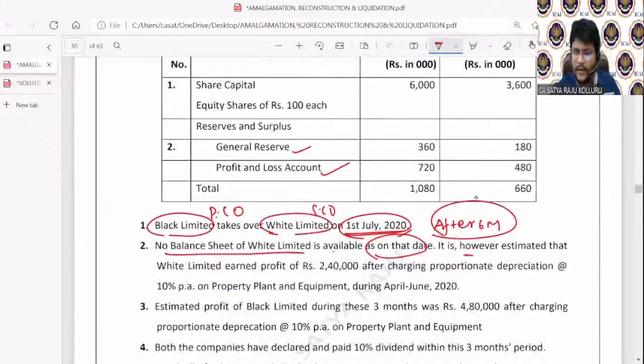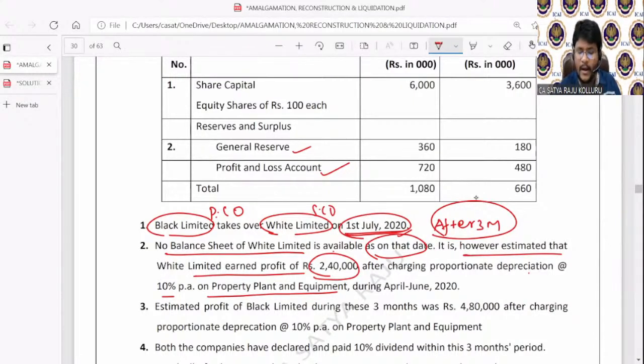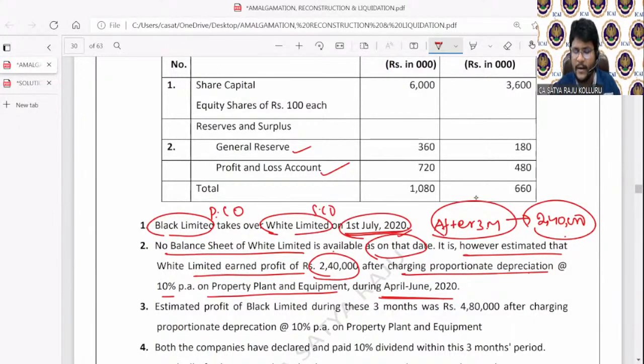It is, however, estimated that White Limited earned a profit of 2,40,000 after charging proportionate depreciation at the rate of 10% per annum on property, plant and equipment. Sorry, it is after 3 months, not 6 months here, during April to June 2020. It is clearly given that in these 3 months, the profit is 2,40,000. This profit is after charging proportionate depreciation on the plant and machinery.